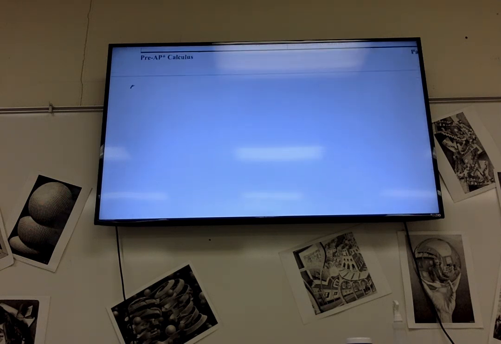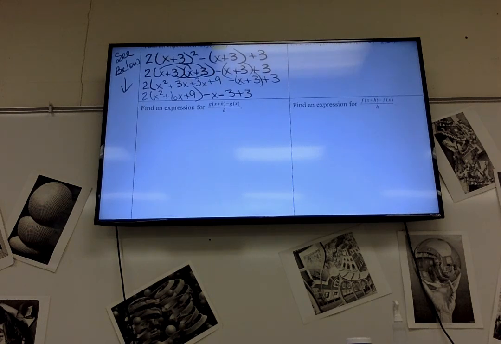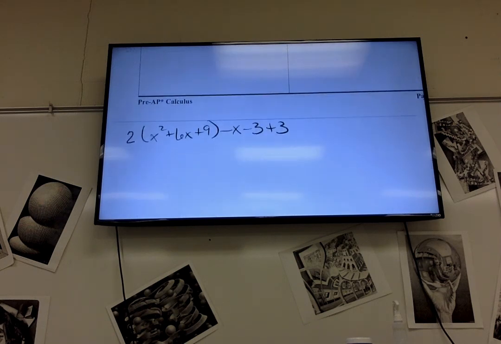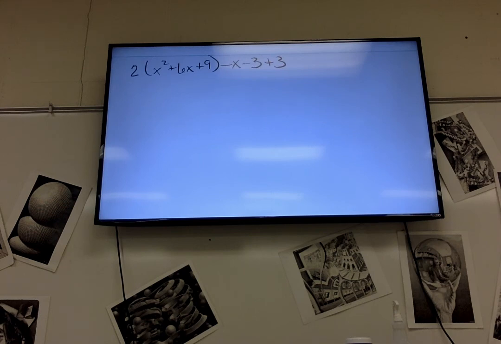So we had 2 times x squared plus 6x plus 9 minus x minus 3 plus 3. Okay. I just rewrote that again so we could see it. I just need more room. Now we distribute the 2. You get 2x squared plus 12x plus 18 minus x minus 3 plus 3.